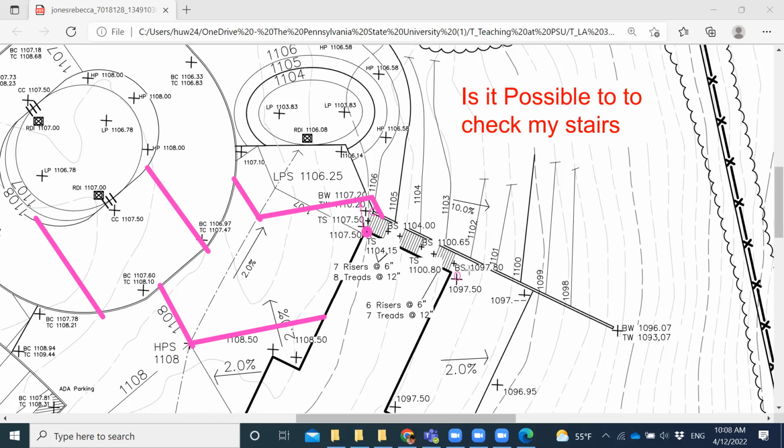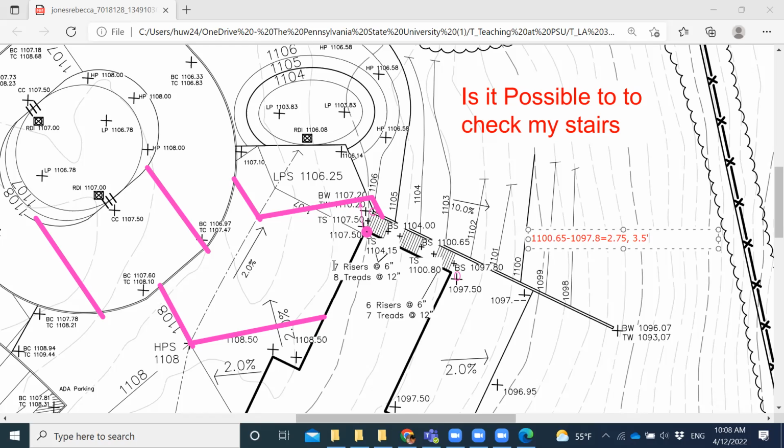TSBS, I'm not exactly sure about these elevations, how you calculated them. If we do a very quick checking: 1100.65 minus 1097.8 equals 2.75. Hopefully I did it correctly. So if you have 6 risers, that's 3.5. So there's something that's not matching.